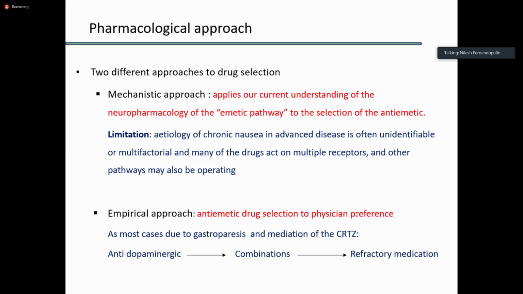You don't think about what the cause is. You basically just give an empirical drug. If that doesn't work, you give a combination, ondansetron plus domperidone. And then of course, if that doesn't work, you need to think about refractory medicines. So you can use both approaches. Sometimes one works better than the other. Anyway, it's good to always use the mechanistic approach, because that is likely to be much more successful in the end.